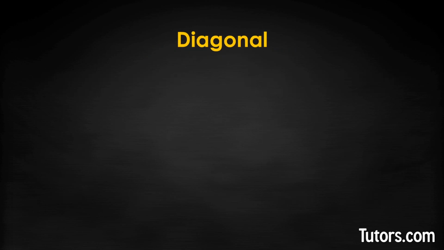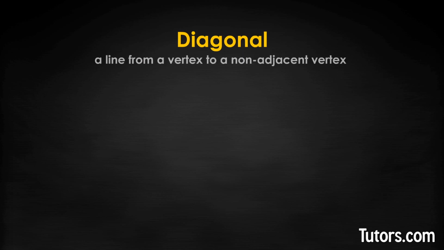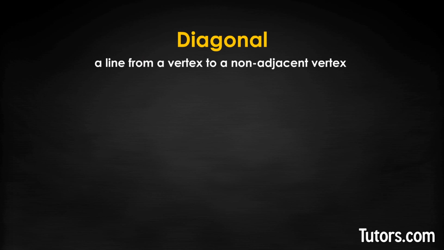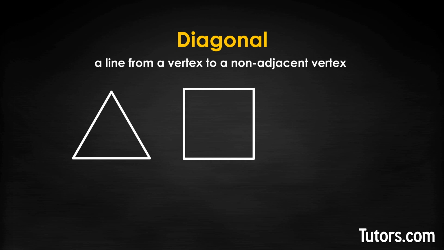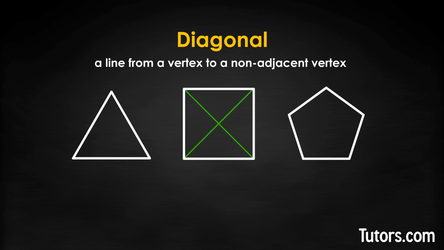What's a diagonal? A diagonal of a polygon is a line from a vertex to a non-adjacent vertex. So a triangle, the simplest polygon, has no diagonals. You cannot draw a line from one interior angle to any other interior angle that is not also a side of the triangle. A quadrilateral, the next simplest, has two diagonals. A pentagon, whether regular or irregular, has 5 diagonals.